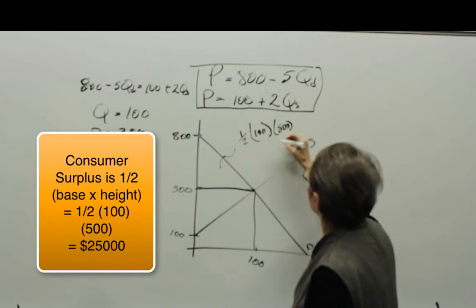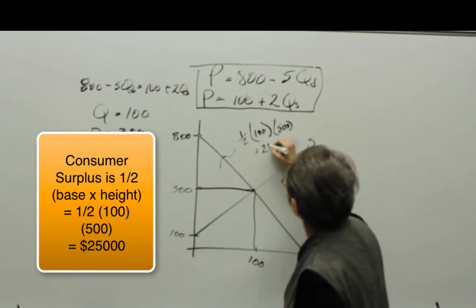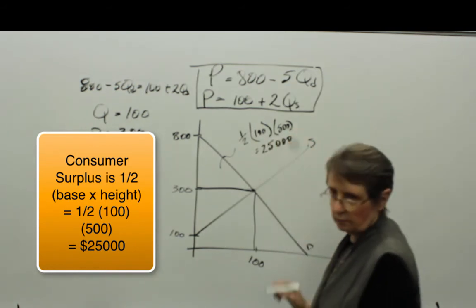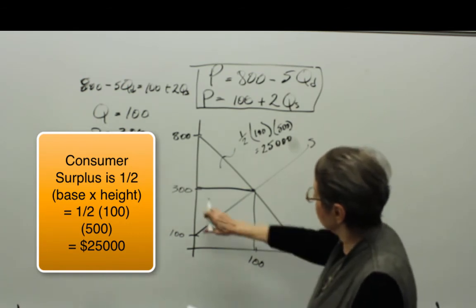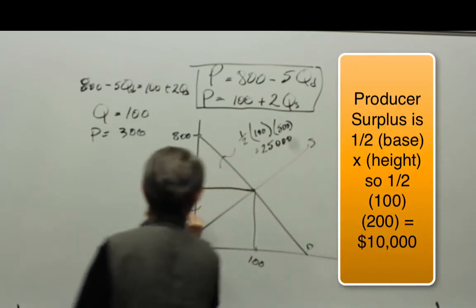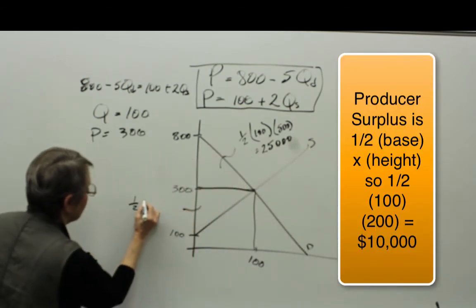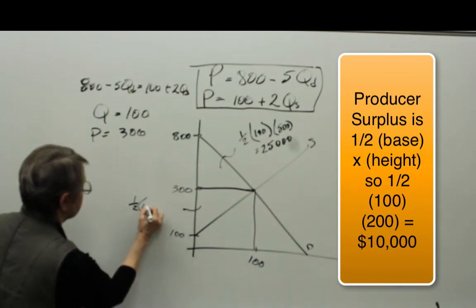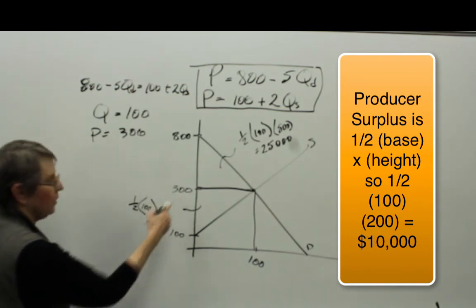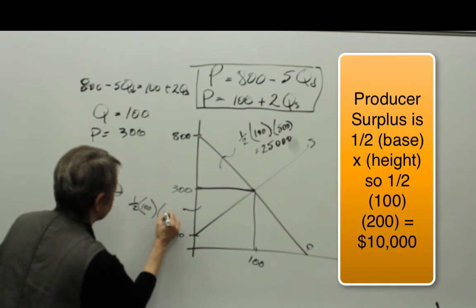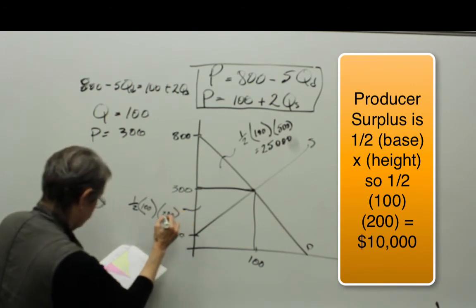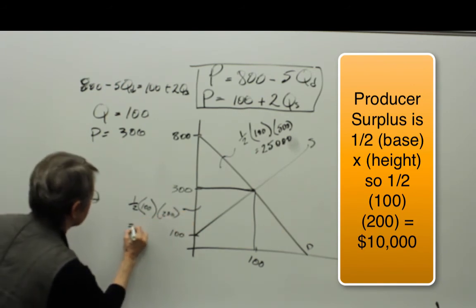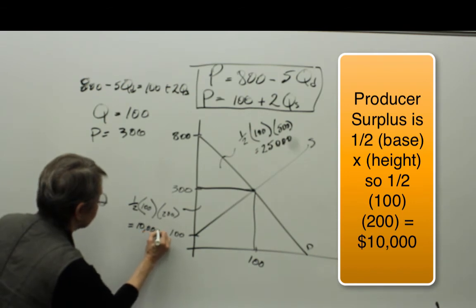And my consumer surplus is equal to 25,000. My producer surplus is 1/2, the base is 100, and the height is 200. So my producer surplus is 10,000.